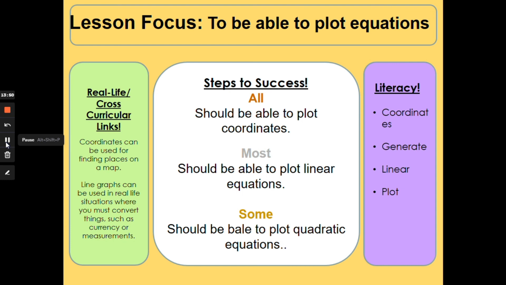So your lesson objectives, all of you should be able to plot coordinates. So if that was in the first question or in the last, you've always been plotting coordinates. Most of you should be able to plot linear equations, that's the straight line ones. And some of you should be able to plot quadratic equations, those are the curved ones that you've just been doing at the end. So well done for doing that.